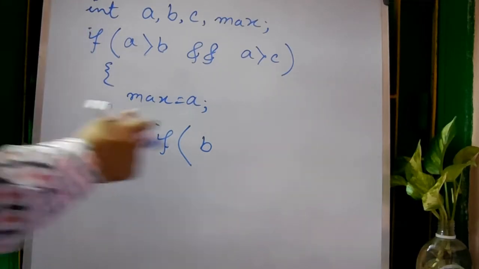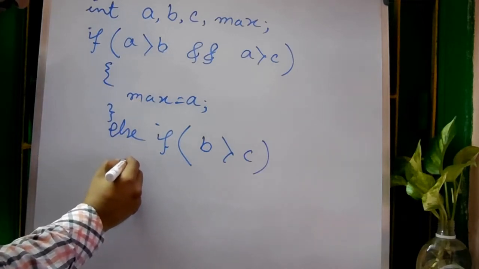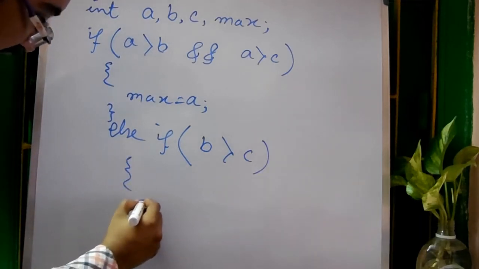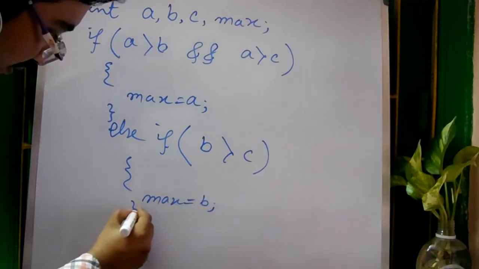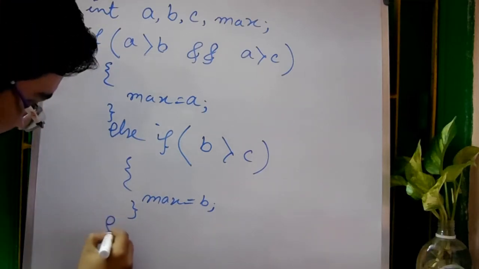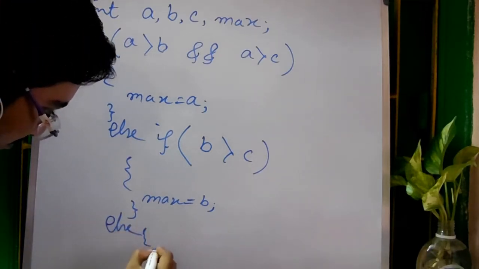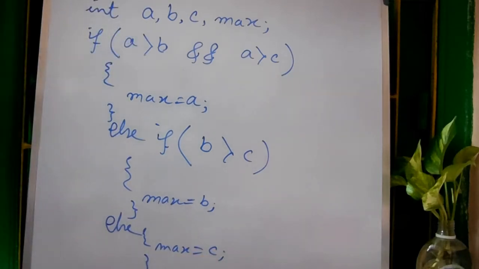Now we check if B is greater than C, then max will be B, otherwise, else, max will be C. That's all.